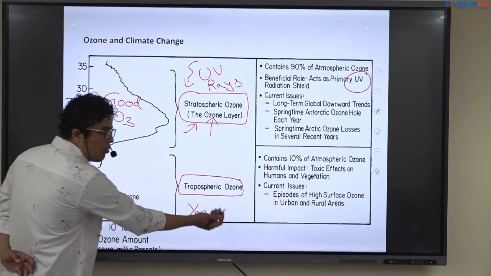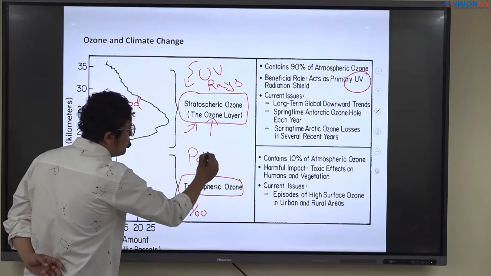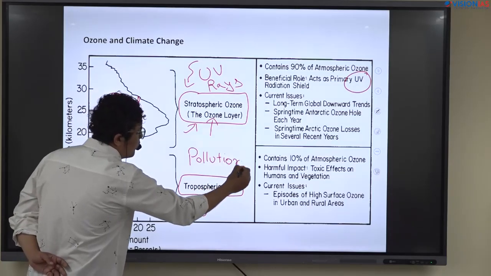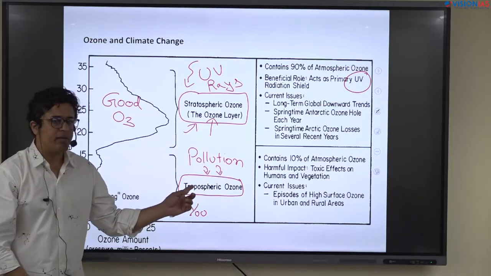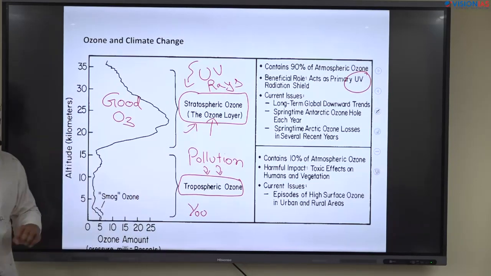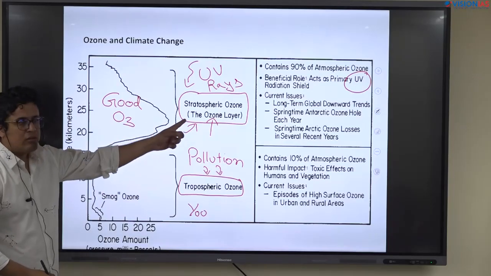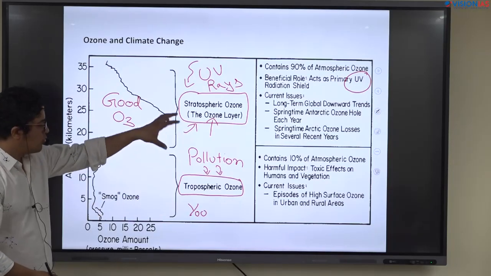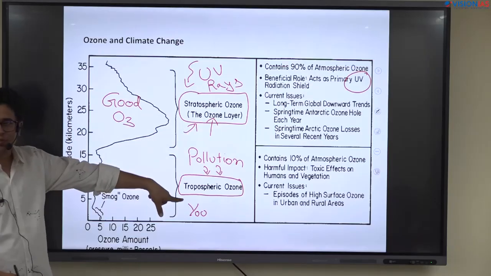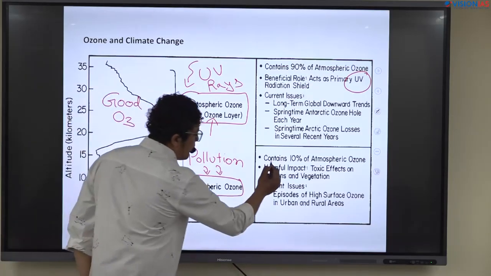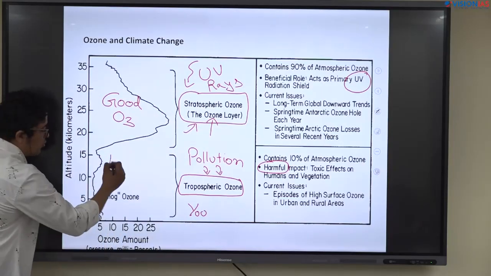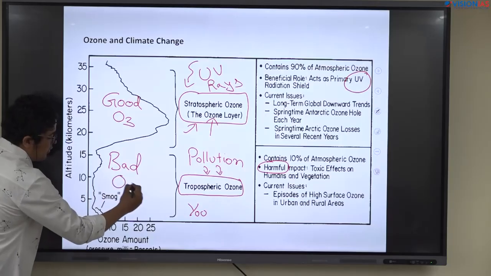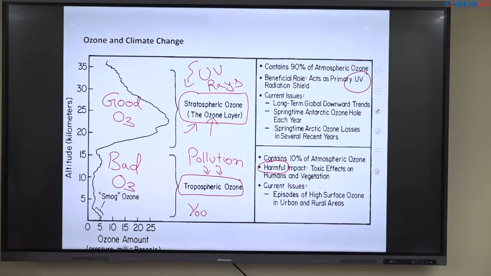Ozone also forms here. It forms due to pollution. This is not natural. This is man-made. Okay. This is natural. This is man-made. So the ozone which is present in troposphere is harmful to you. So this is not good ozone. This is bad ozone, because it causes damage to your lungs.